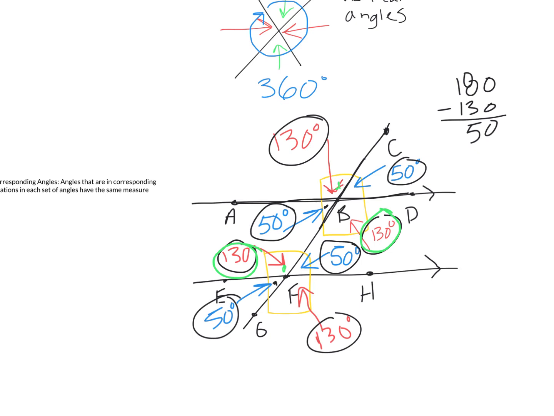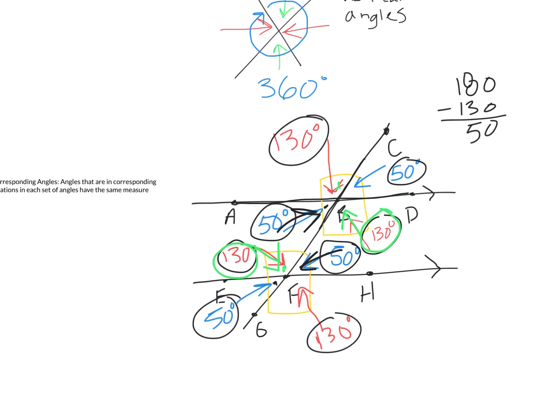And these angles are interior angles, meaning they are both inside of the parallel lines, not outside of the parallel lines. We call these alternate interior angles. So this one here and this one here are alternate interior angles, and they have the same measure. And I'll use black for this one. This angle measure here and this angle measure here are also alternate interior angles. They're on opposite sides of the transversal and inside of the parallel lines.